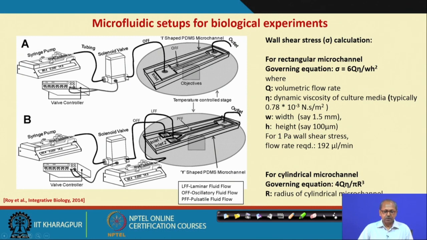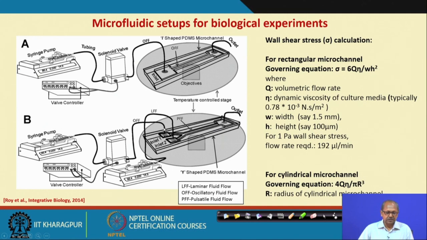For pulsatile fluid flow, you are using that Y-shaped channel. In one arm, it is directly connected with the syringe pump to form a steady or permanent fluid column inside that channel.